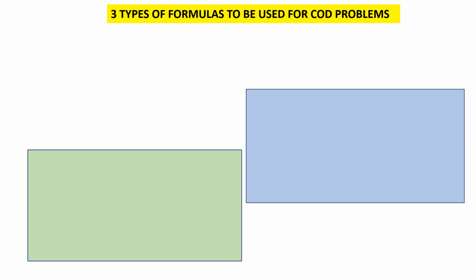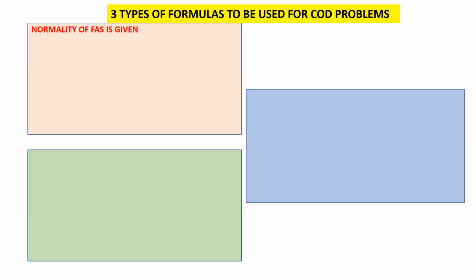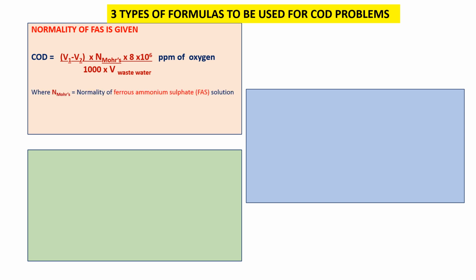The first problem is if normality of FAS is given. If normality of FAS is given, you need to use the formula V1 minus V2 into normality of Mohr's salt, that is N Mohr's salt, into 8, which is the equivalent weight of oxygen, into 10 to the power 6, because you're measuring it in parts per million, divided by 1000 into V wastewater, that is volume of wastewater.